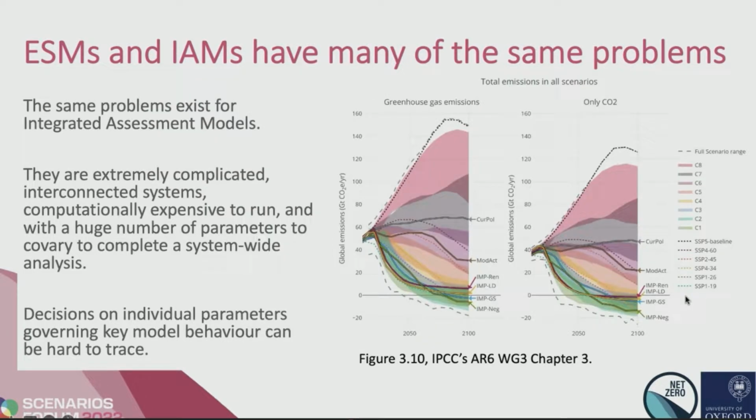So the same problem exists for integrated assessment models, right? They're extremely complicated systems. They're full of a huge number of parameters, very expensive to run computationally, meaning that if you want to try and understand a particular output, understanding which parameters you chose that go on to create that emergent behavior can be quite challenging. And that creates a problem, particularly when these models are relied upon to produce very policy relevant outcomes and outputs.